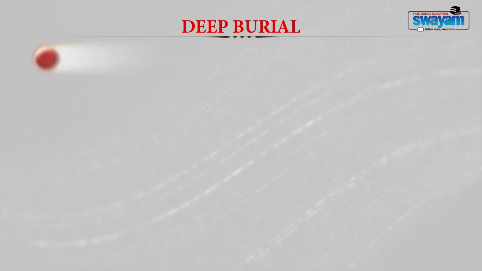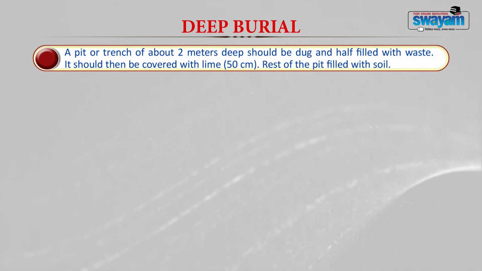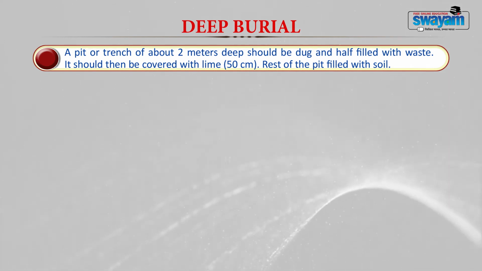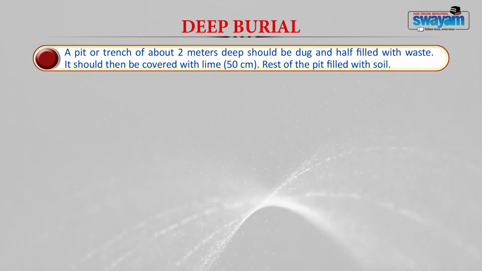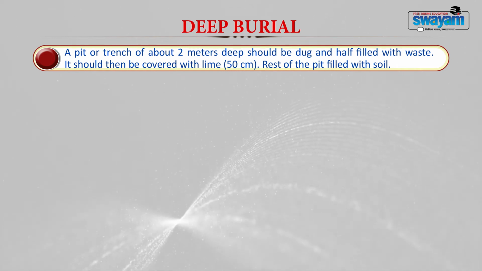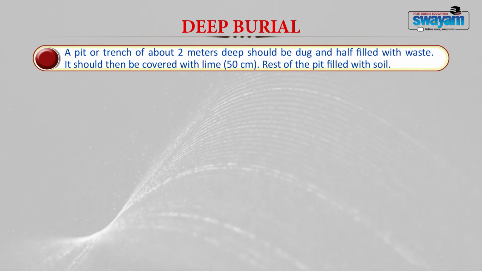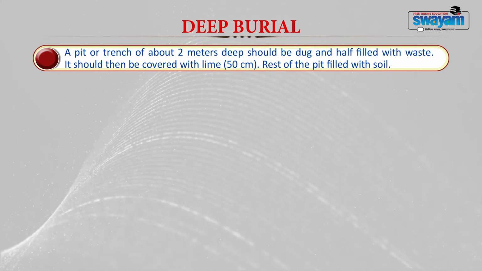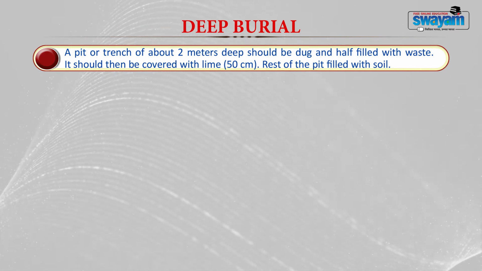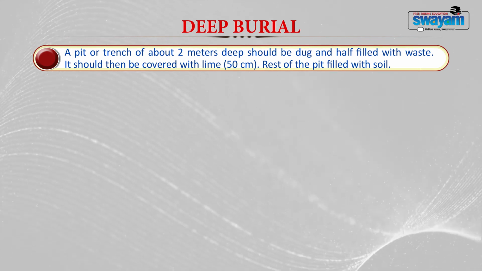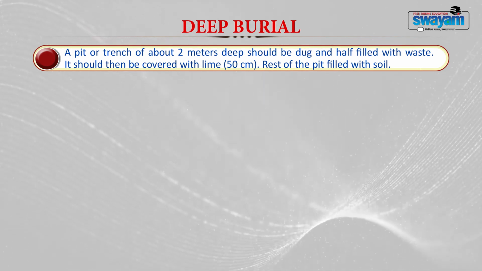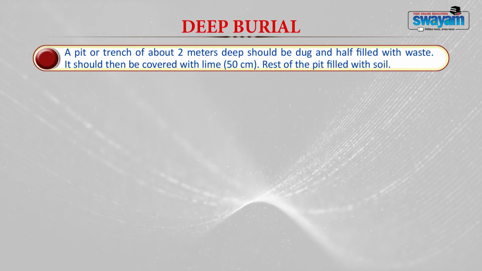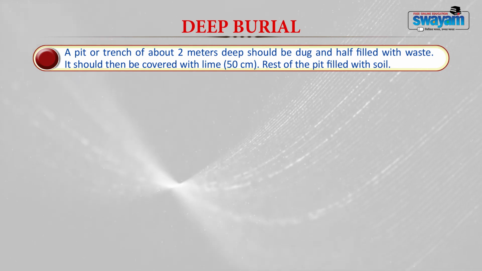Now, the first disposal option is deep burial. Here, a pit or a trench is dug. The depth of the pit would be around 2 meters. So you dig a pit or trench 2 meters deep, and then you fill the waste. Half the size of the pit should be filled with waste. Then you add up to 50 centimeters of lime, and on top of it you fill it with soil.